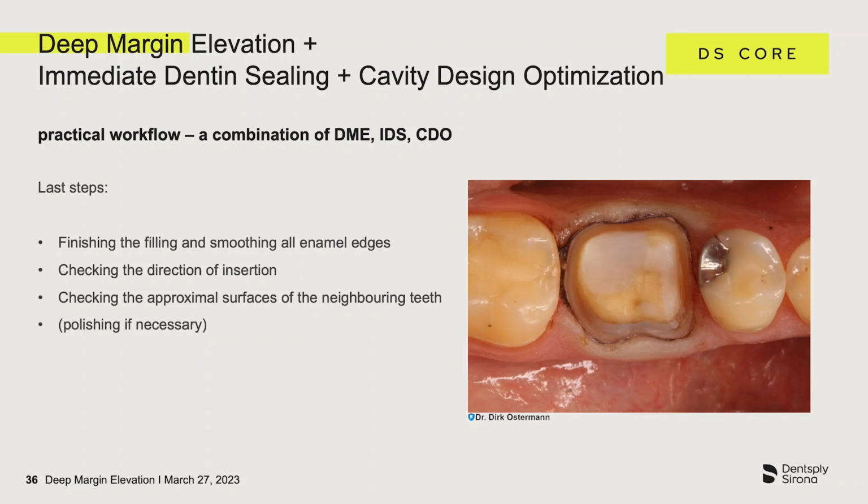At the very end of our workflow, we check the preparation shape again and check the enamel margins for a clean preparation margin. Check the insertion direction of the restoration. We would like to point out once again that the proximal contacts of the neighboring teeth should be ideally designed in order to make the subsequent insertion of the restoration easy and possible.